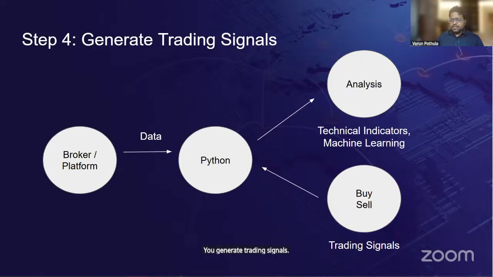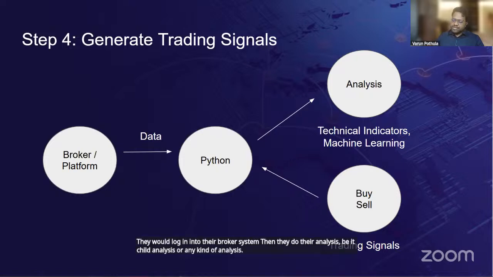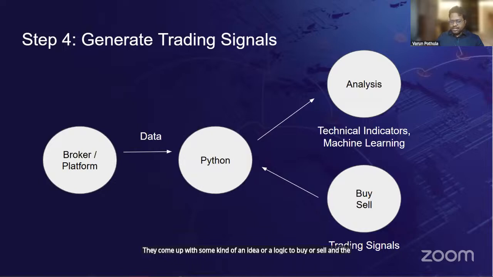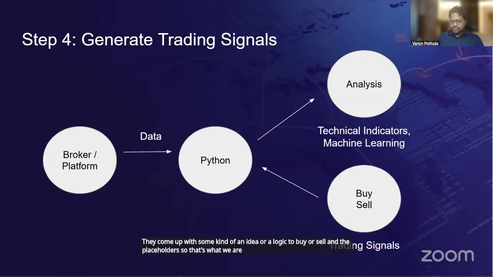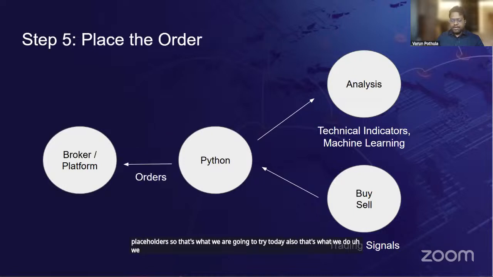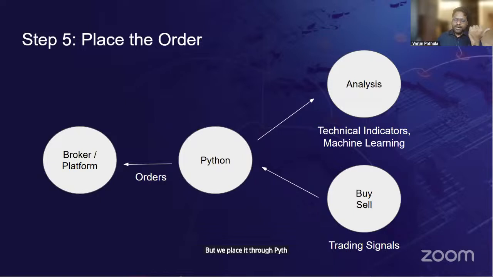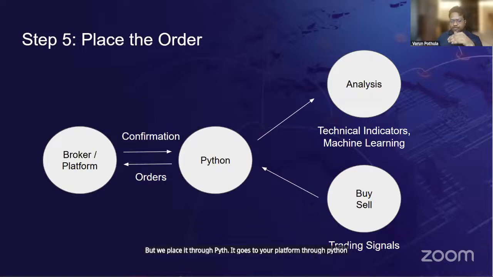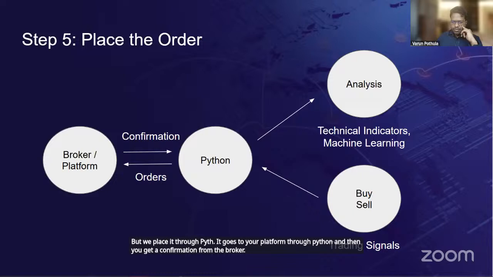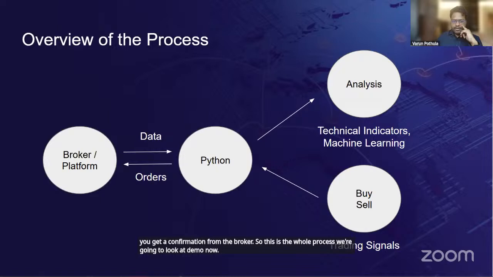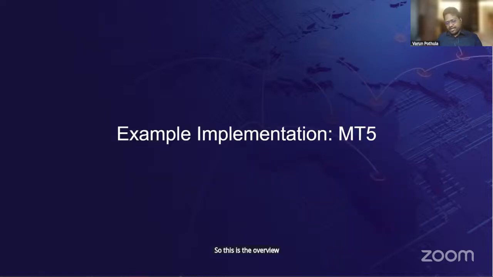This is pretty much what anybody does. Even if they are doing it manually, they would log into their broker system, then do their analysis, be it chart analysis or any kind of analysis. They come up with some idea or logic to buy or sell, and they place orders. So that's what we are going to try today also. We place orders, but we place them through Python. It goes to your platform through Python, and then you get a confirmation from the broker. So this is the whole process. We're going to look at a demo now. So this is the overview, and let's start with an example implementation.